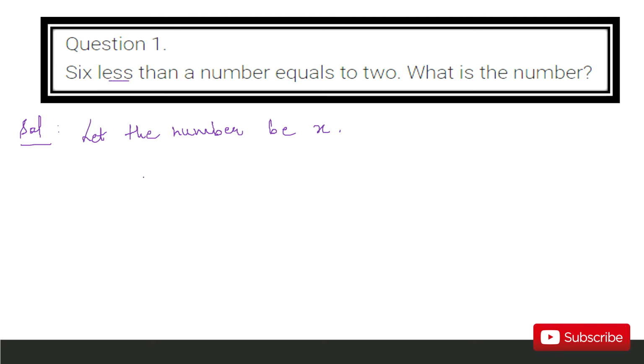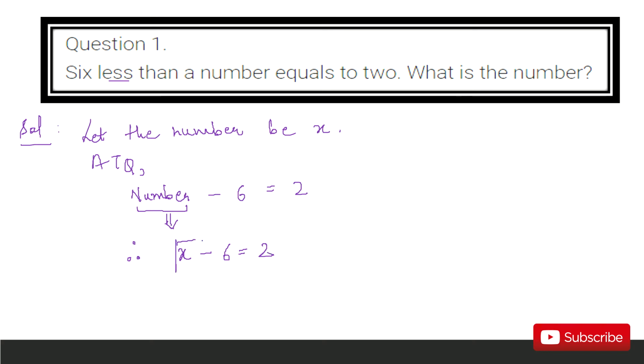Less means subtraction. ATQ means according to the question. 6 less than. So obviously the number will come first. Yes, and less means subtraction, and 6 equals 2. Obviously we have assumed the number to be x. So therefore my algebraic expression will become x minus 6 equals 2.